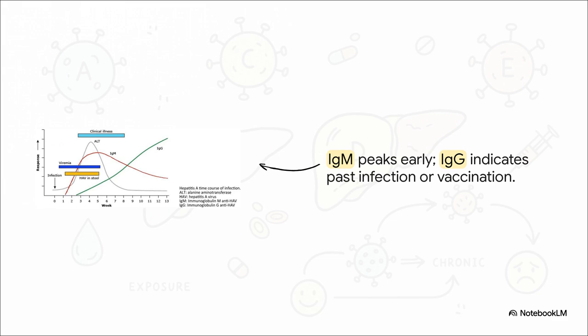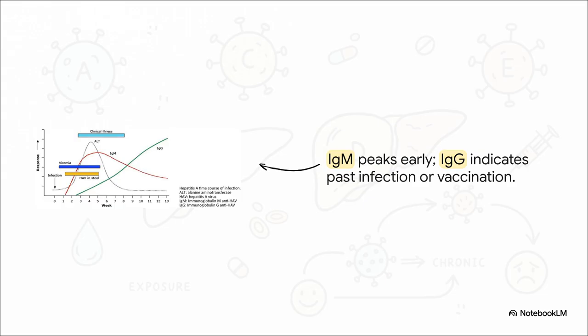Notice how the IgM anti-HAV spike perfectly aligns with the onset of clinical symptoms, while IgG eventually rises to persist for the remainder of the patient's life. When you're tasked with diagnosing an acute hepatitis A infection, you are specifically hunting for that serum IgM anti-HAV antibody. It peaks rapidly during the acute phase of the disease and stays elevated for about 3 to 6 months.